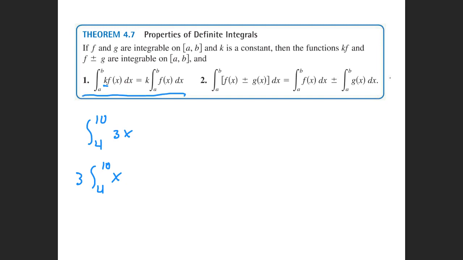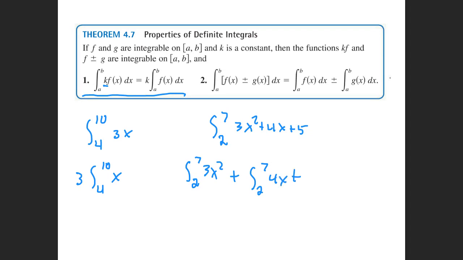Second one says that if you're given an integral from, let's say, 2 to 7 of 3x squared plus 4x plus 5, you can break this up. If there's a plus or a minus sign in between, you can break it up into separate integrals. You could rewrite this as the integral from 2 to 7 of 3x squared plus the integral from 2 to 7 of 4x plus the integral from 2 to 7 of 5. Boom, done. That is what those properties are telling us, and they are going to be very, very important in the near future.